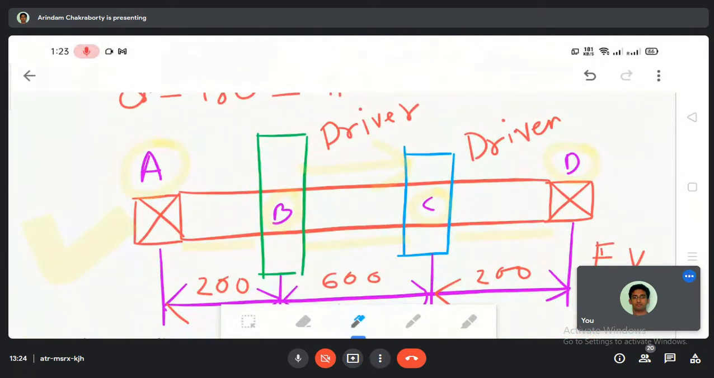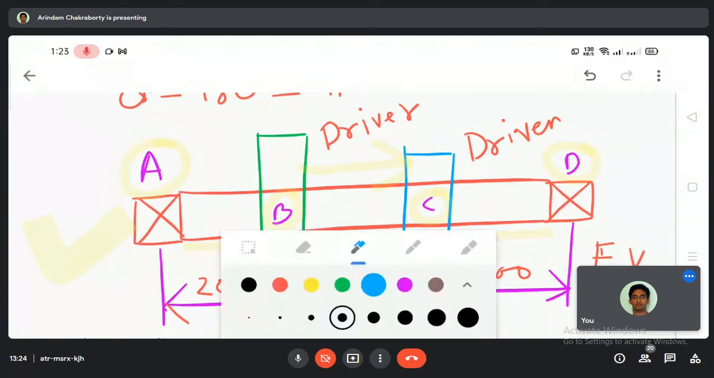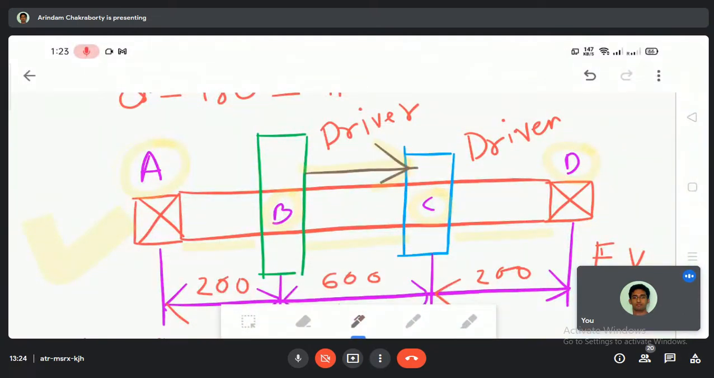Since B is the driver pulley, pulley C will rotate because of B. That means the torque MT created at the driver will be transferred to the driven. Am I clear to you people?